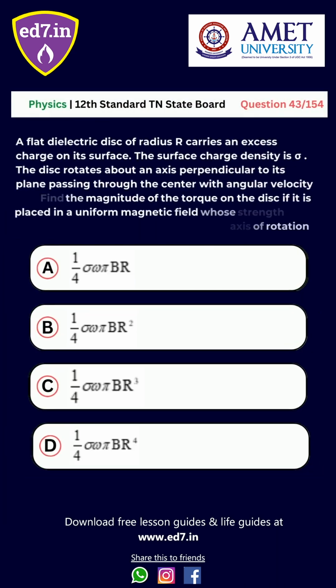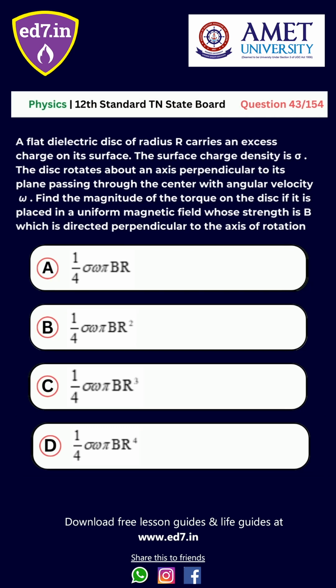Question number 43. A flat dielectric disk of radius r carries an excess charge on its surface. The surface charge density is sigma. The disk rotates about an axis perpendicular to its plane, passing through the center, with angular velocity omega. Find the magnitude of the torque τ on the disk if it is placed in a uniform magnetic field whose strength is B, which is directed perpendicular to the axis of rotation.